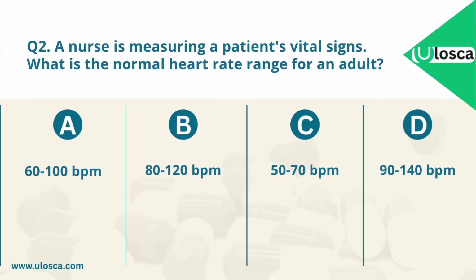Question 2. A nurse is measuring a patient's vital signs. What is the normal heart rate range for an adult? A. 60 to 100 BPM. B. 80 to 120 BPM. C. 50 to 70 BPM. D. 90 to 140 BPM. Which one is the correct answer?